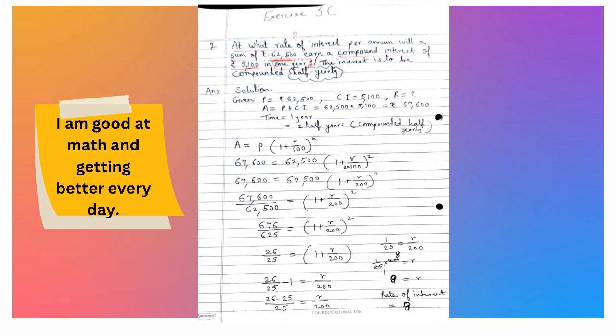Time duration is given as 1 year. The interest is to be compounded half yearly. This is very important: interest is compounded half yearly. So all the given things I have written here, children, you can go through this. Time is given 1 year, so you have to calculate how many half years will come in that. So that is 2 half years.